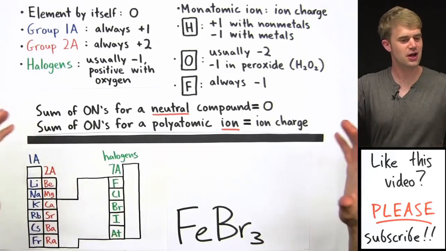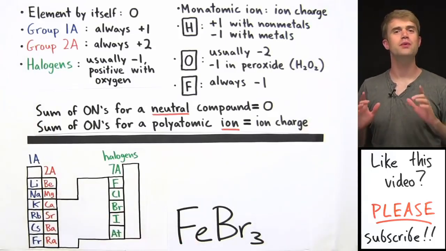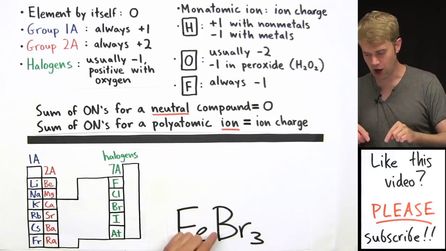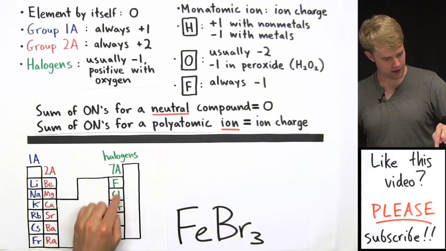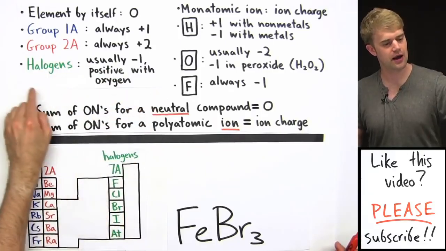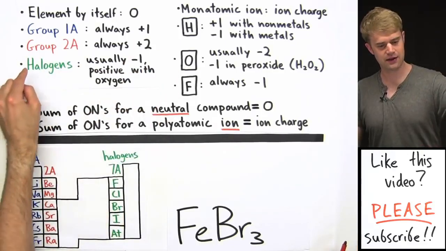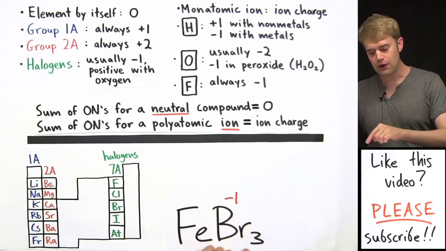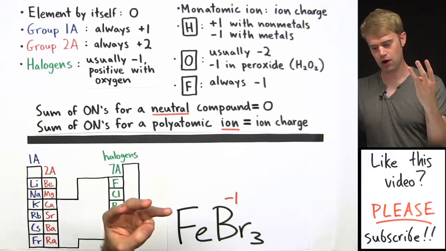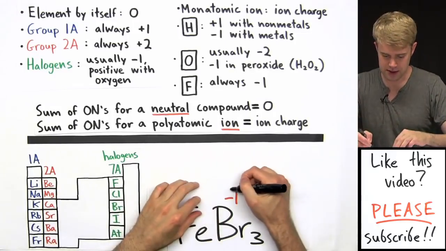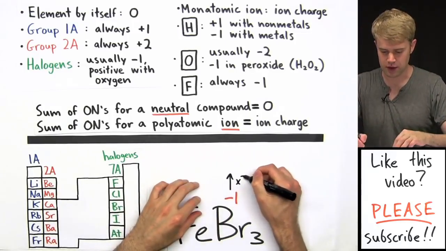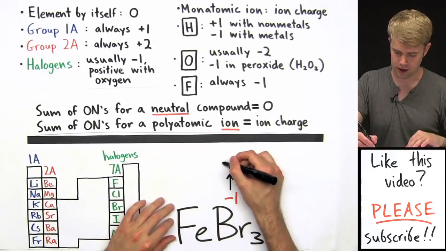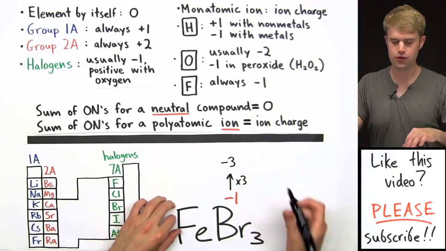FeBr3. So there's not a rule here for Fe, which means that we've got to figure out its oxidation number using what we do know. We'll focus in here on Br. Br is one of the halogens in group 7A. There's a rule for this, that the halogens are usually -1, except with oxygen. Now here we have 3 Brs, which means that we have to multiply this oxidation number times 3 to account for these 3 atoms here, which means that our total number for Br is going to be -3.